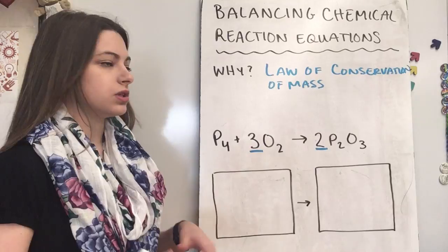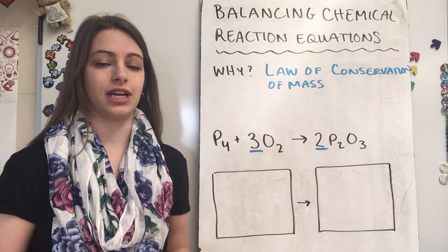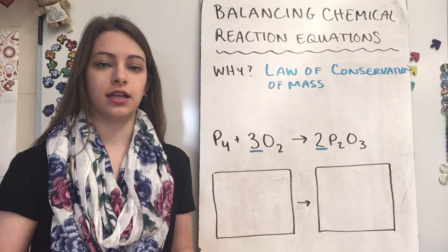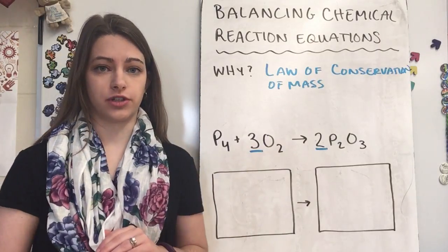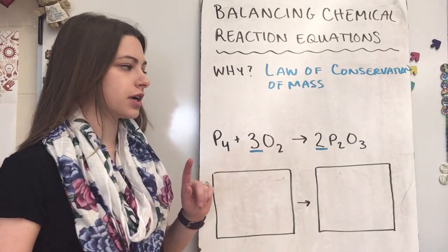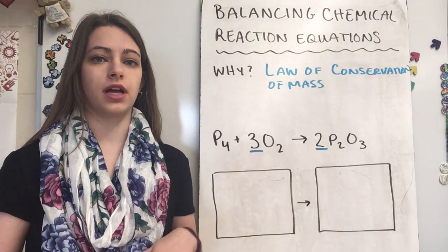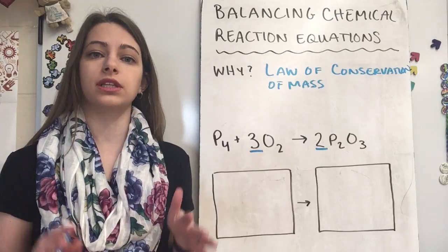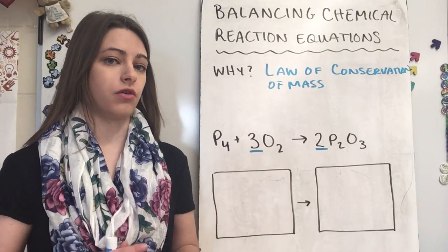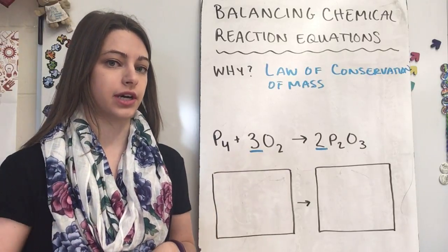So when we go to balance a chemical reaction equation, the only thing that we are ever allowed to change are the coefficients. You can't change the subscripts, you can't change the chemical formulas, you can't add any additional formulas. The only thing you can change are your coefficients. So those are the constraints that we're going to work in.